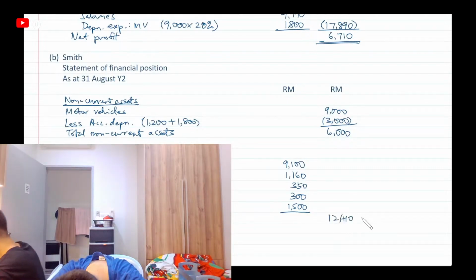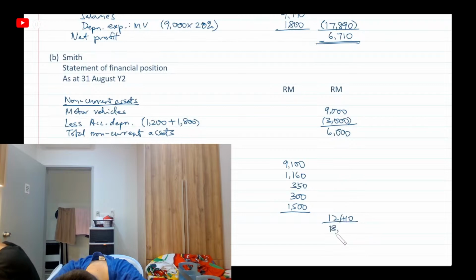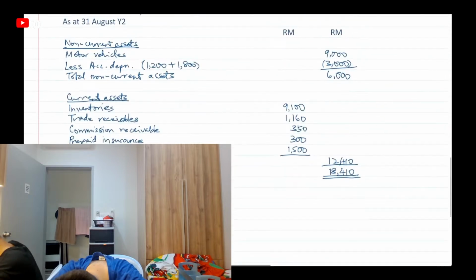12,410 ringgit. Add to your total non-current assets to give us 18,410 ringgit. Please remember to label this as total assets. After assets, we now list down our equity account, equity.